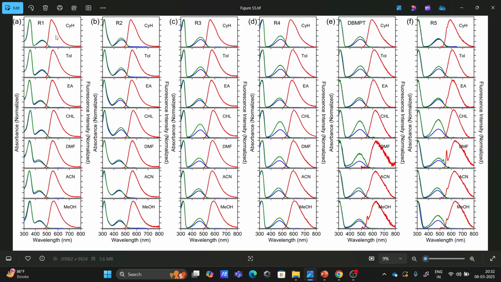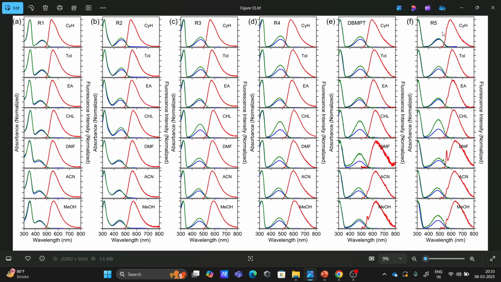These spectra are for different solvents, and these are the molecule names. This panel is for R1, one molecule, R2 is a different molecule, R3 is another molecule, and R5 is a different molecule. Now, if you see only the upper row, you can see one difference. This is only the fluorescence spectra. For R5, can you see one peak here? Yes, a small peak.